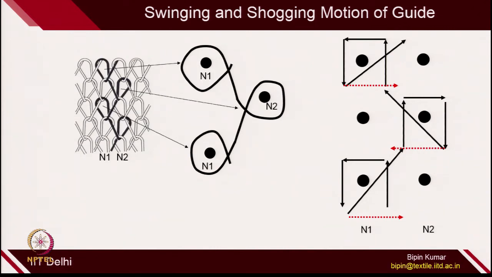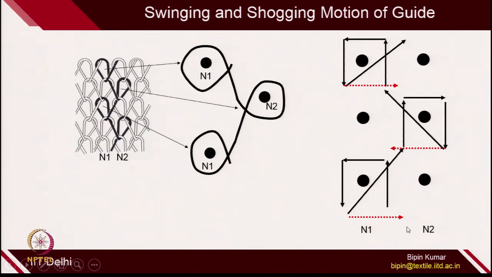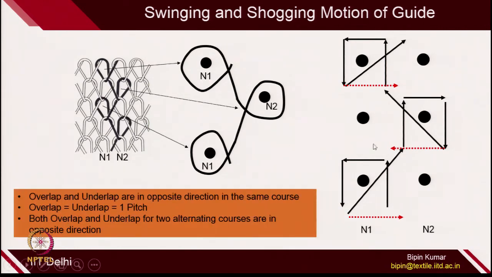So, both shogging on the front side and back side is important. Front side for providing the yarn, back side for changing the location of the guide after each course. If you carefully see some of the observations here, overlap and underlap are in opposite directions in the same course. In any particular course, the first overlap is from right to left, you can see the direction of the arrow, and the second, the underlap, is from left to right. Okay. So, overlap on the front side, underlap on the back side, and both overlap and underlap are one pitch because it is just moving one needle distance, but the directions are opposite.